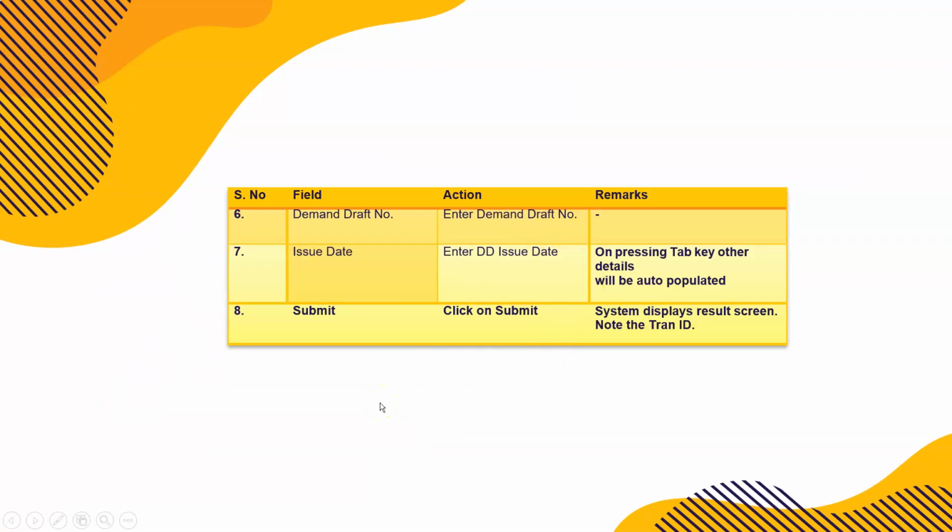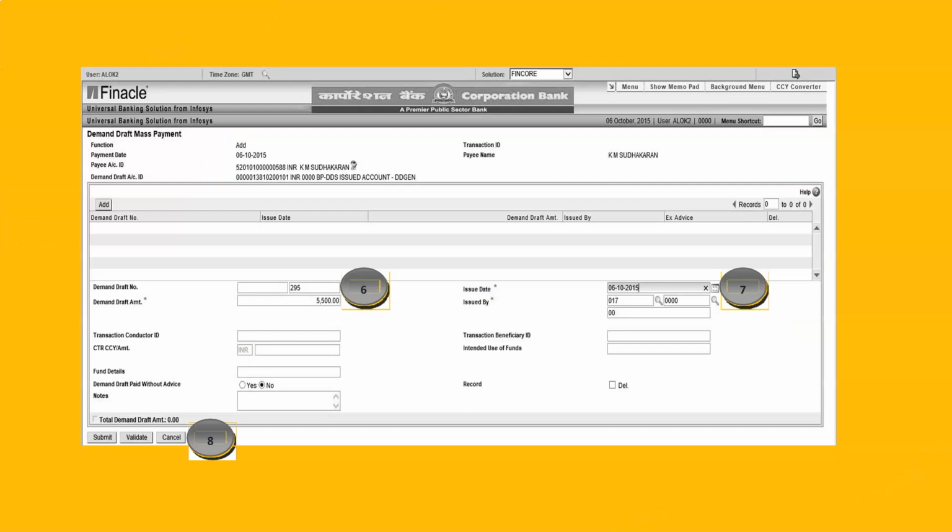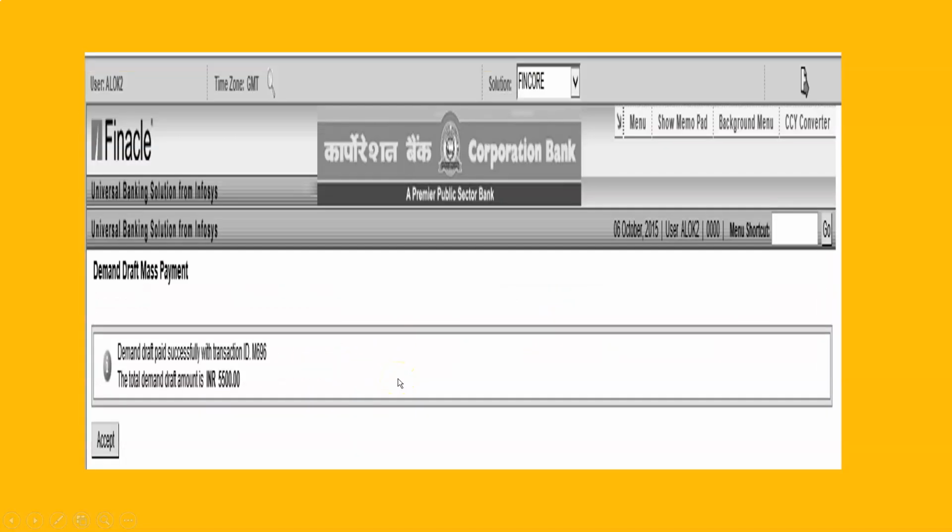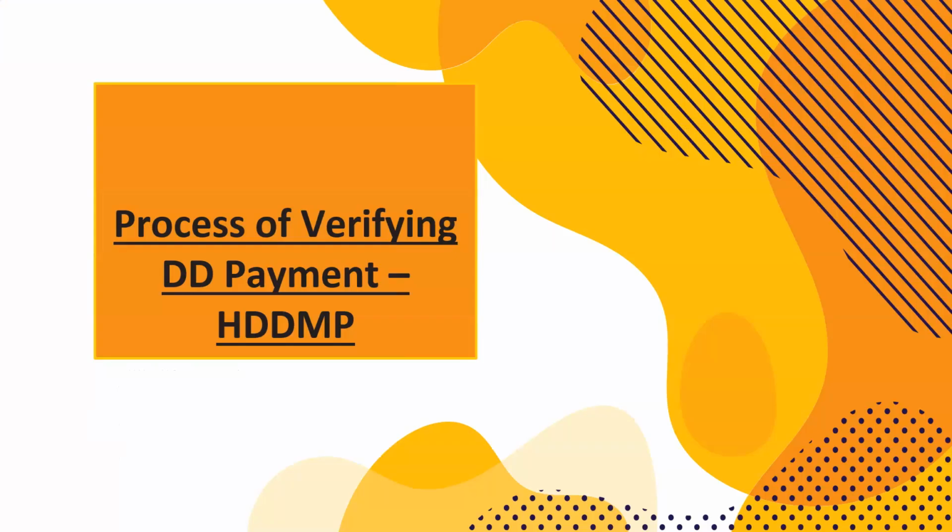Because the serial number has all the data which is entered in the server, it will automatically populate here, right? So you enter here additional details, demand draft number here, issue date will automatically populate here. Nothing is to be done here. Just click on submit and this transaction takes place, right? So this is the part of the maker who has made the payment. Now this has to be verified by the checker here.